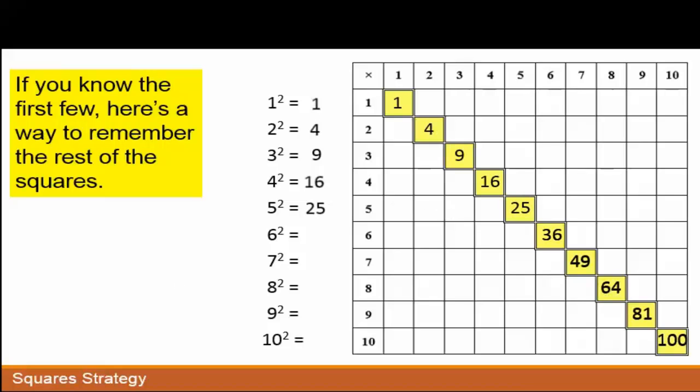The next 4 squares are going to end with these numbers in reverse order. That's going to end with a 6, then 9, then 4, then 1. 6 squared is 36. 7 squared is 49. 8 squared is 64. 9 squared is 81. And finally, 10 times 10 has 2 zeros, 100. This is one way you can remember the square facts.